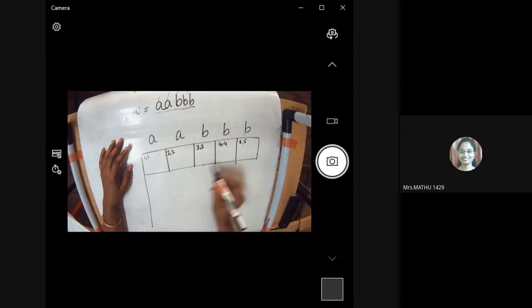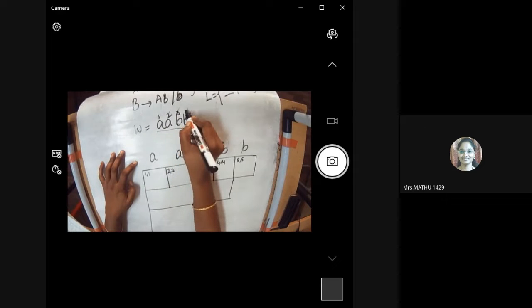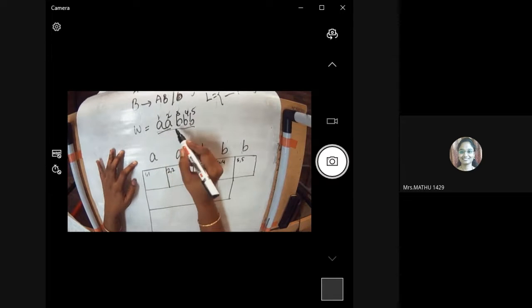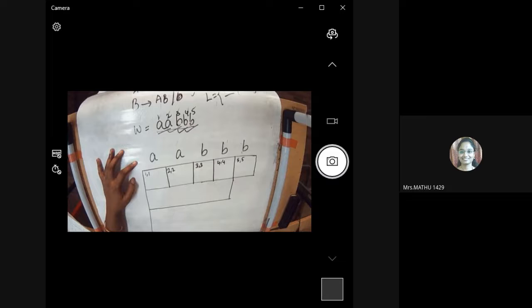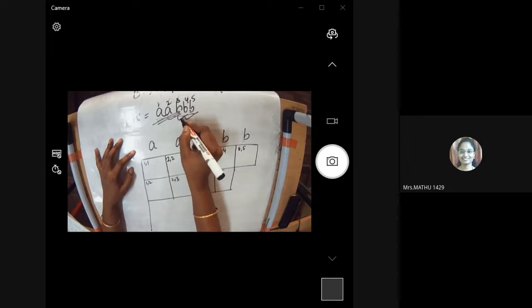Then we'll be dividing it into two length substrings. That means 1 and 2 together. So 1, 2, 3, 4, and 5. As we have seen earlier, 1, 2, then 2, 3 together, 3, 4, and 4, 5. Then we will get 4 substrings like that. And then we will be combining with 3 lengths: 1, 2, 3, 2, 3, 4, and 3, 4, 5.